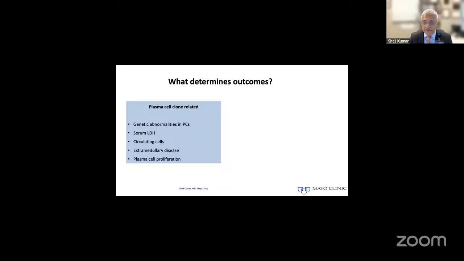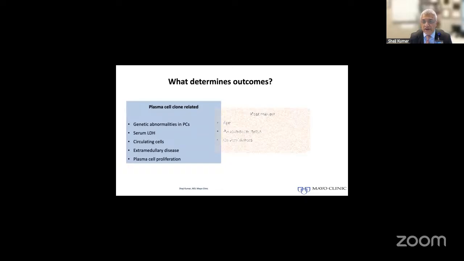can be measured objectively best, are the plasma cell clone related characteristics. Like the genetic abnormalities, we know there are a set of FISH abnormalities and others. The serum LDH levels, presence of circulating myeloma cells, presence of extramedullary disease, how fast these myeloma cells proliferate.